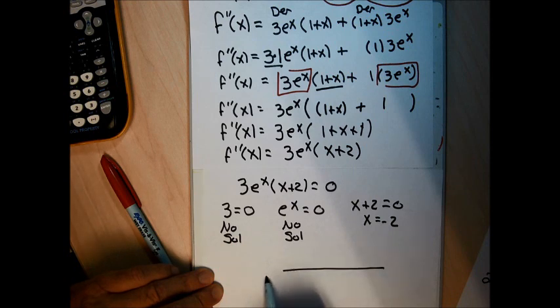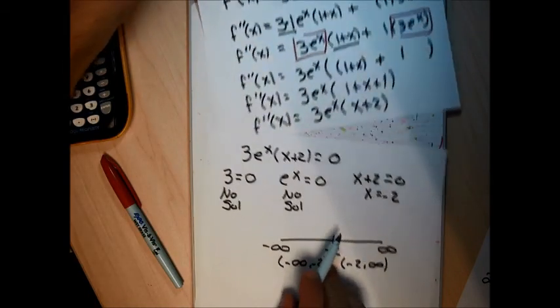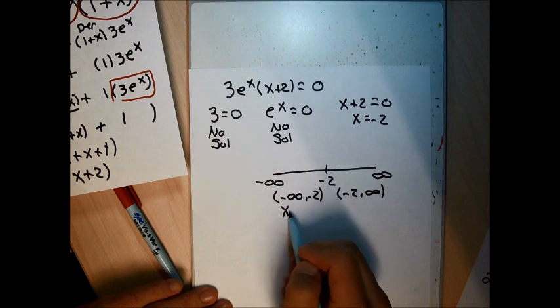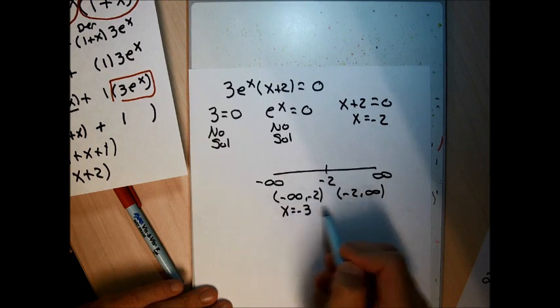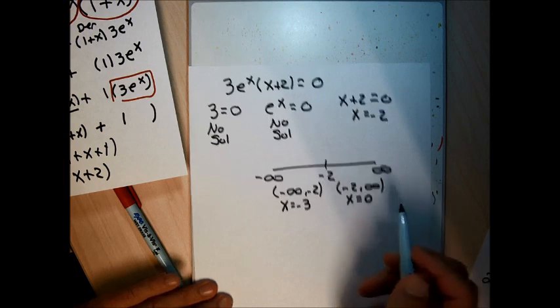I'm going to create a number line and put negative infinity and positive infinity on the edges, negative 2 between, and create my intervals: negative infinity to negative 2, and negative 2 to infinity. In each interval, I need to pick a test number. In the first interval, I'm going to pick x equal to negative 3. In the second interval, because it goes from negative to positive, I'm going to pick 0.